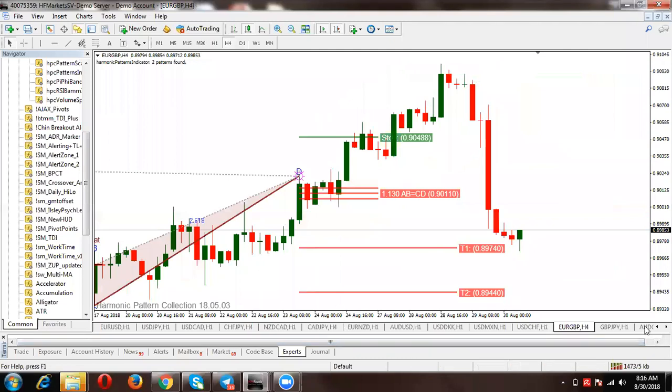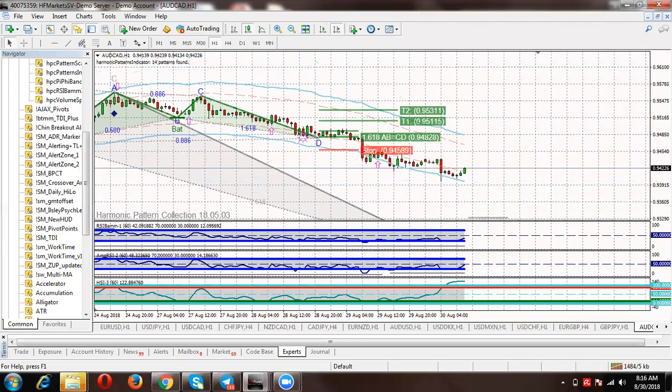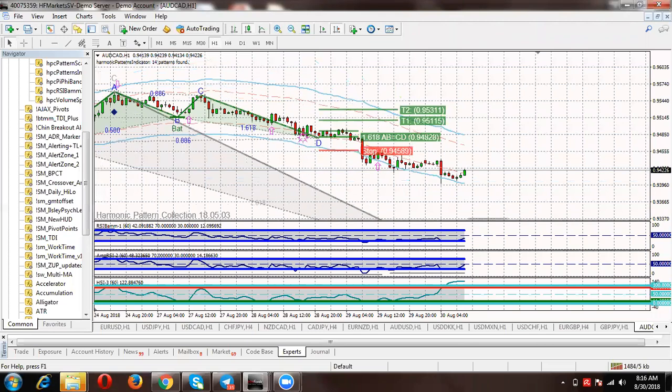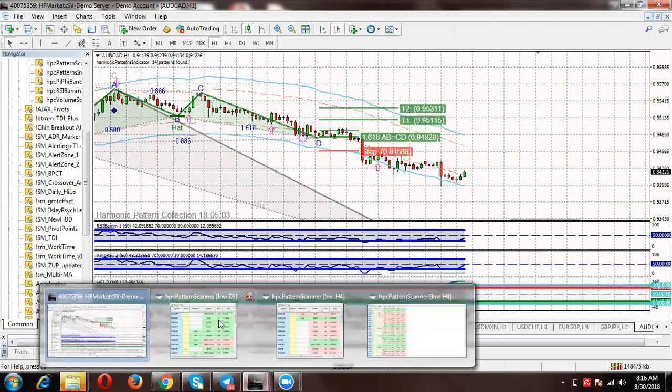Let's go to AUD card. Okay, AUD card, we didn't take this trade yesterday, but I think this is a good trade. Although it crossed, the pattern didn't play out well, but it's still a valid pattern. It's still a valid pattern. So AUD card on what time frame? Let's check it out.